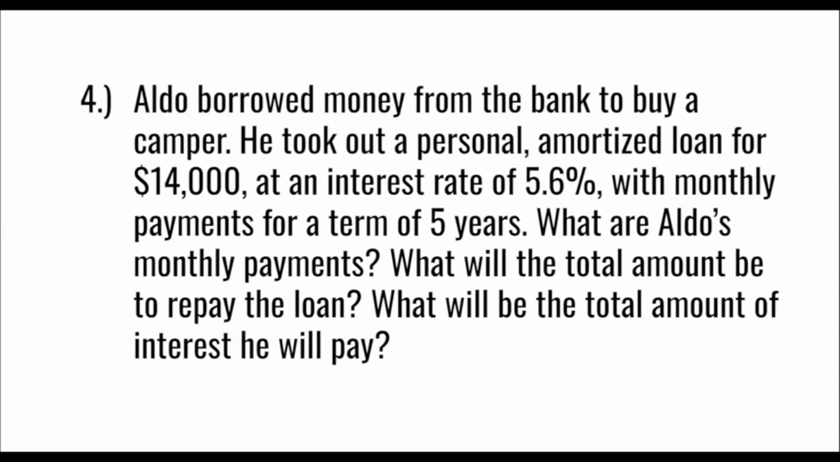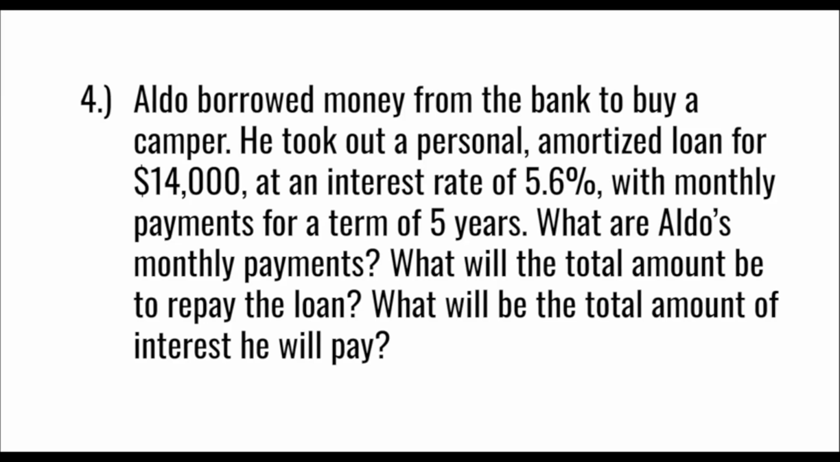For number 4, we have Aldo borrowed money from the bank to buy a camper. He took out a personal amortized loan for $14,000 at an interest rate of 5.6% with monthly payments for a term of 5 years. We want to know, what are all those monthly payments? What will the total amount be to repay the loan? And what will be the total amount of interest that he ends up paying?